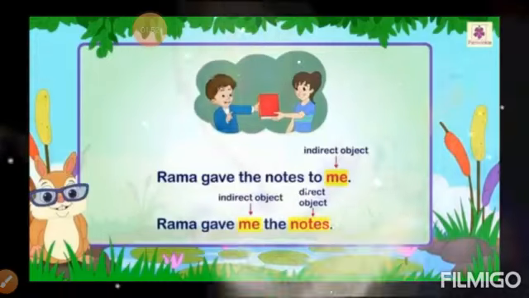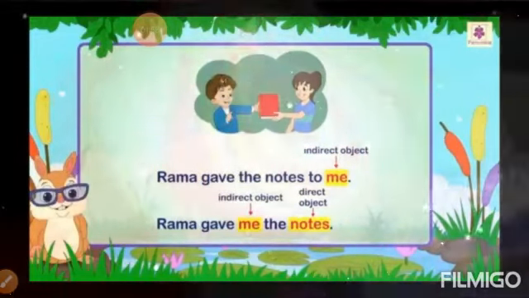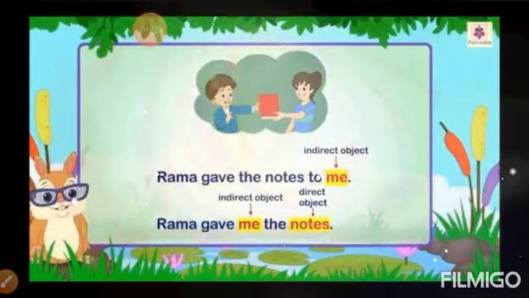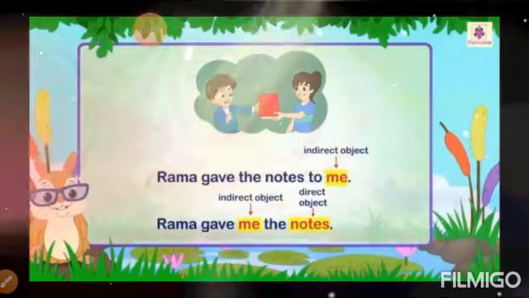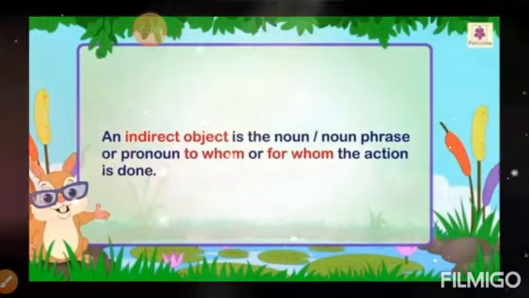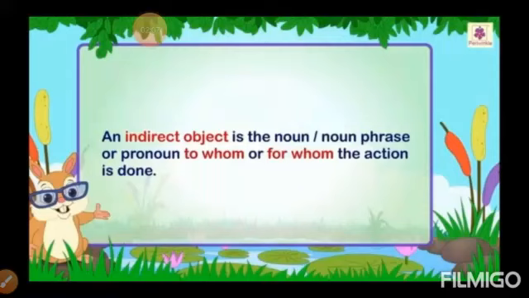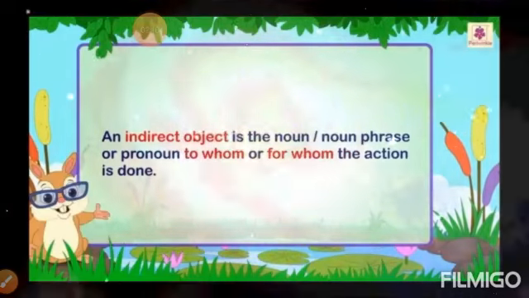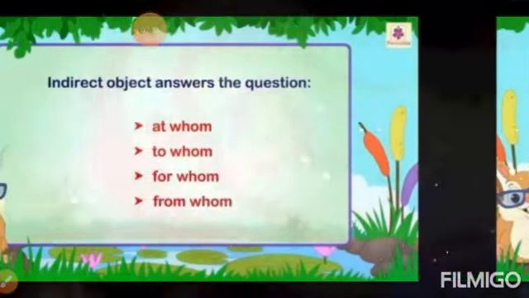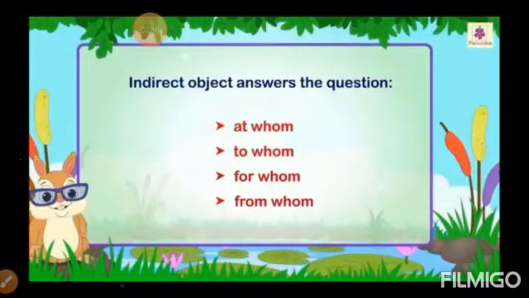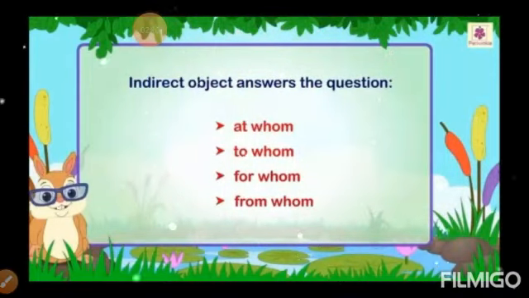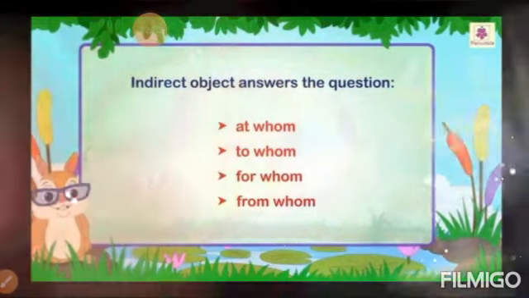Next example, Rama gave the notes to me. So in this sentence, me is the indirect object and notes is the direct object. An indirect object is the noun phrase or pronoun to whom or for whom the action is done. An indirect object answers the question at whom, to whom, for whom, and from whom.